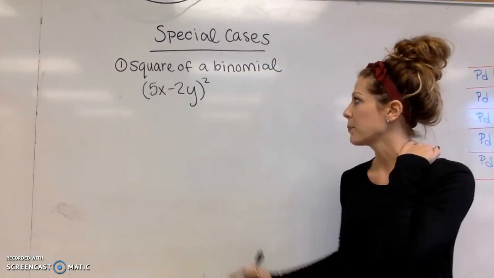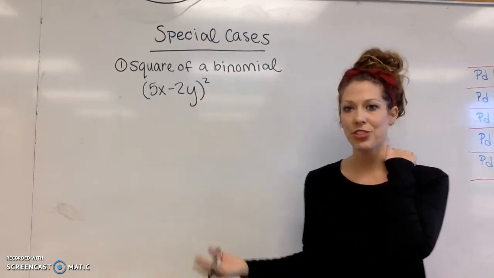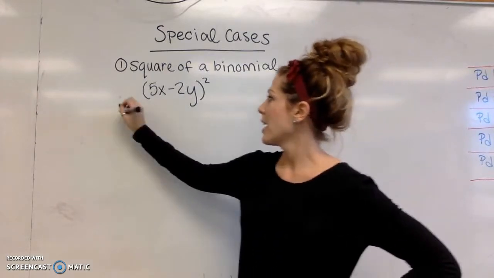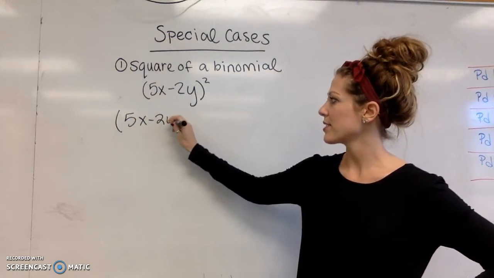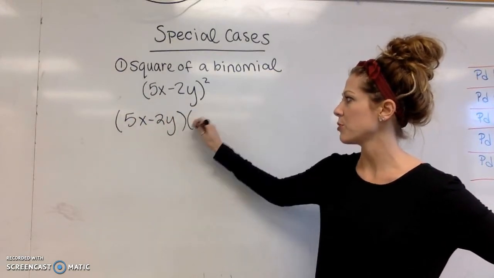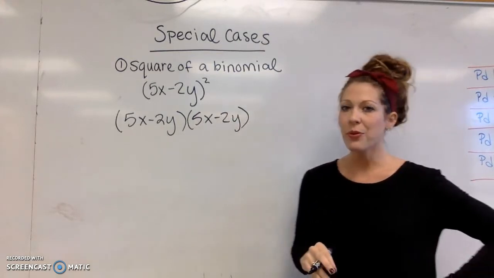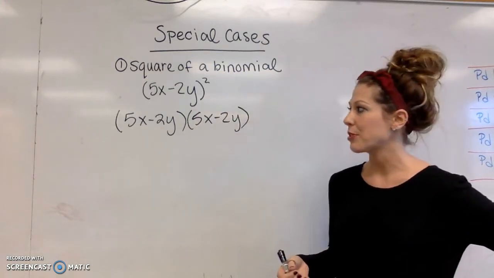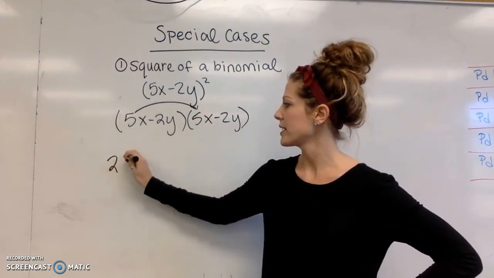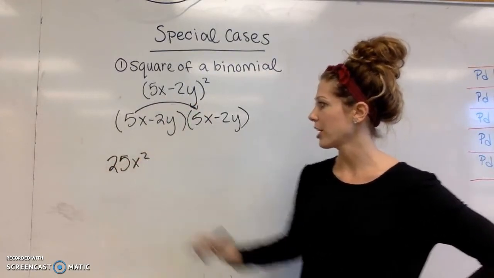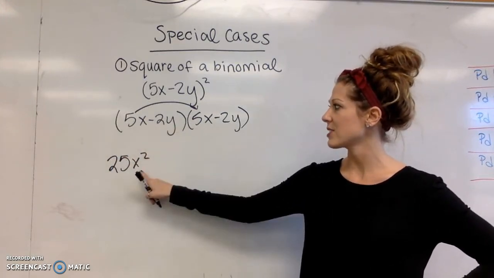We have one more example of squaring a binomial. This time I'm throwing in two variables just to spice it up a little bit. So just like we talked about in the last example, 5x minus 2y squared just means 5x minus 2y times 5x minus 2y. So when we use FOIL, or we distribute those terms, 5x times 5x becomes 25x squared. 5 times 5 is 25, x times x is x squared.